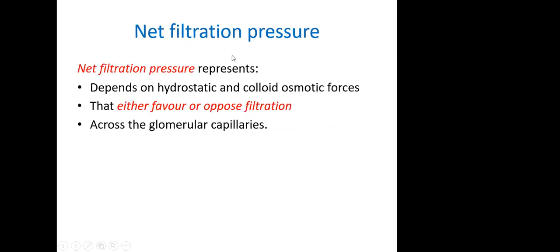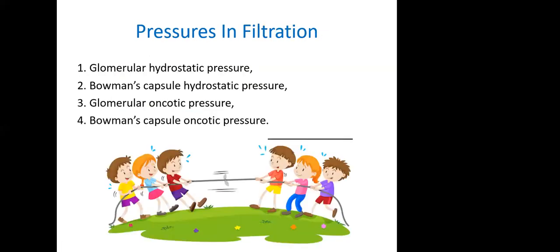As everybody knows, a nephron has both glomerulus and capillaries. So the net filtration pressure depends upon hydrostatic pressure and colloidal osmotic pressure present in the glomerular capillaries. This net filtration pressure may either increase the GFR or decrease the GFR. So the GFR depends upon the hydrostatic pressure and colloidal osmotic pressure of both the glomerular capillaries and the Bowman's capsule. As I previously told, the GFR is maintained by these four forces. The main two forces are hydrostatic pressure and oncotic pressure, where hydrostatic pressure is present in the glomerulus and also in the Bowman's capsule.